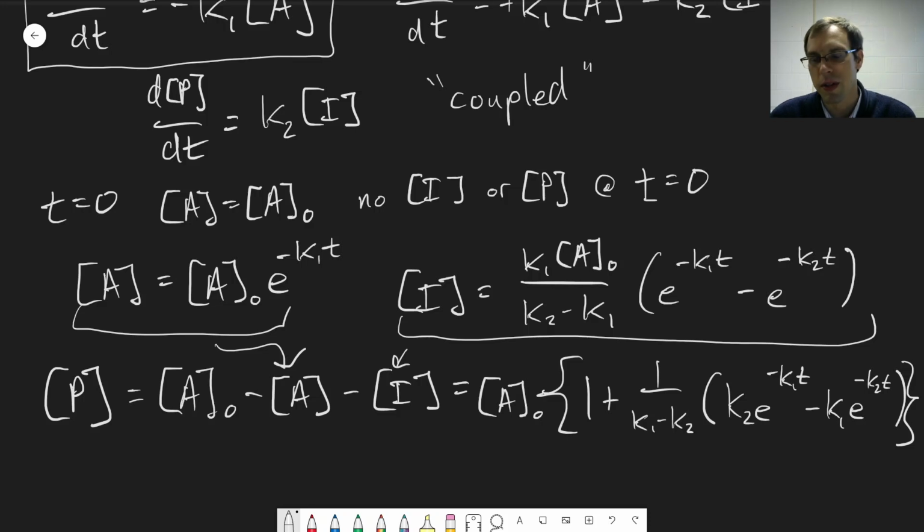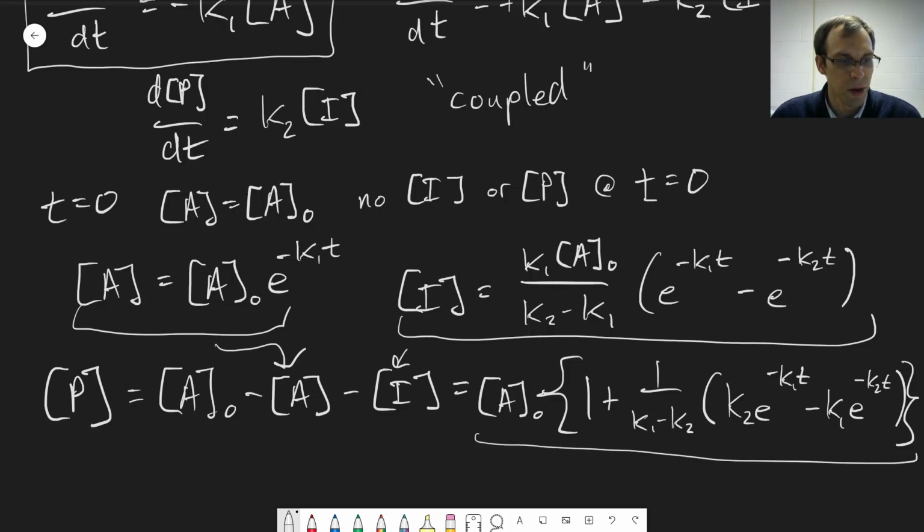So this gives us a way we can plot these. We can see how the concentration of A decreases exponentially. We have some I that will be produced and then used up, and so that will balance out. And then our product will grow in according to this final equation. All right, we'll go ahead and pause the video here, and in the next video we'll look at some of the consequences of these equations and how we can tell a two-step mechanism apart from just a single step without an intermediate.